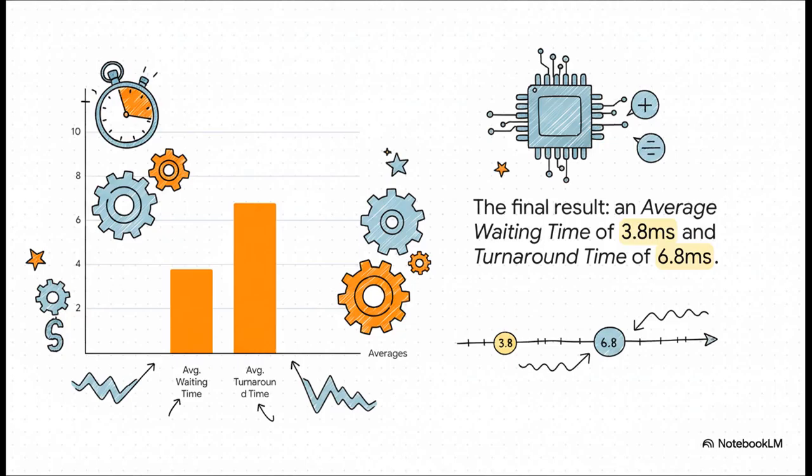From here, calculating the turnaround and waiting times is just plugging numbers into those formulas we talked about. So to wrap this one up, we just calculate the averages. Add up all the waiting times, divide by the number of processes, in this case 5, and we get an average waiting time of 3.8 milliseconds. Do the same thing for the turnaround times, and we get 6.8. Think of these numbers as our baseline. We'll see how other algorithms compare.